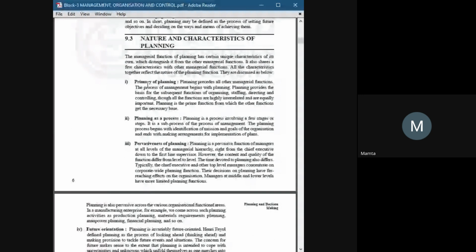Moving further, the nature and the characteristics of planning. The first is the primacy of planning. Every other function of management depends on planning. If one person doesn't plan the route to achieve the goal, nothing can happen in business management. No process can be done without planning.